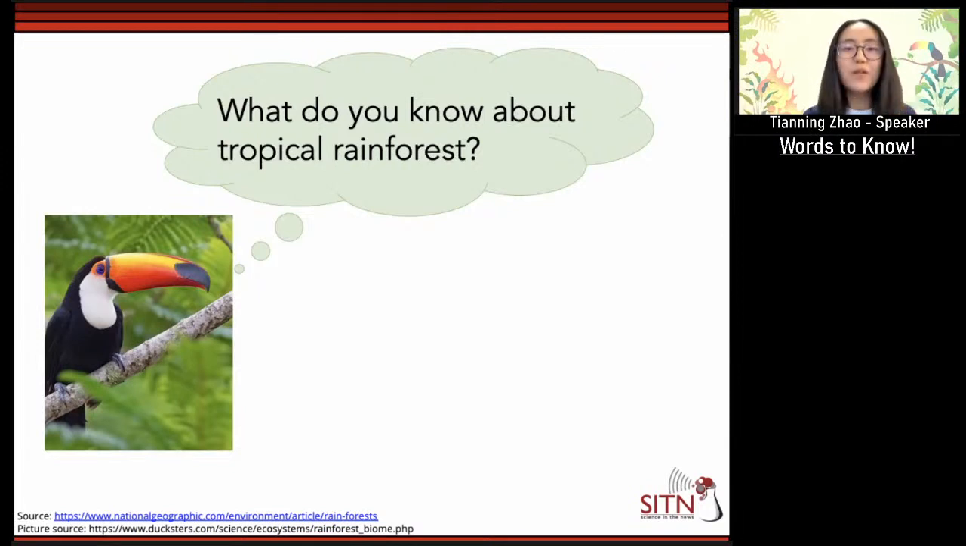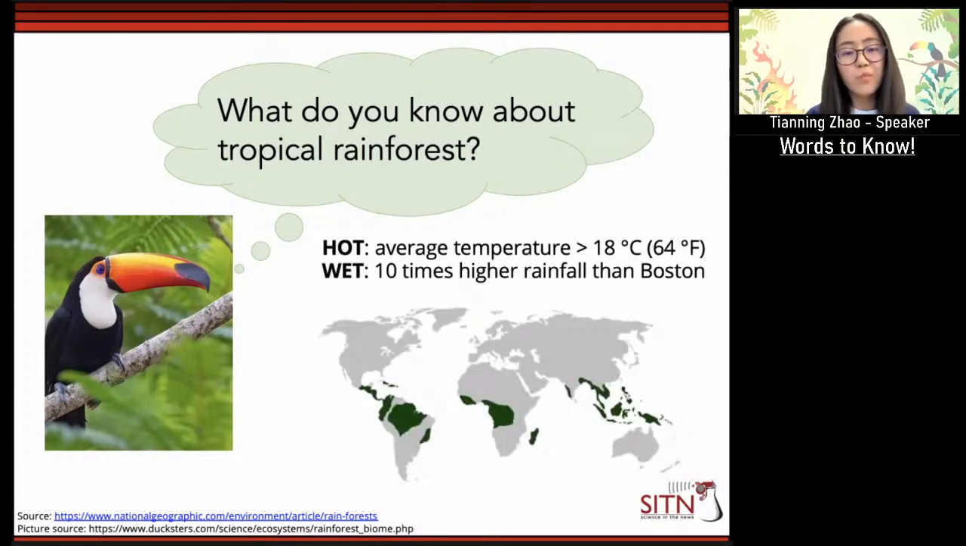And I will just give away the two most important characteristics about a tropical rainforest, which is also given in the name. So it's just hot and wet. In the tropical region, the average temperature annually is above 18 degrees C, so it's extremely hot. And it's also very humid with large amount of rainfall, and sometimes could go up to 33 feet per year, which is about 10 times higher than the rainfall we have here in the Boston area.